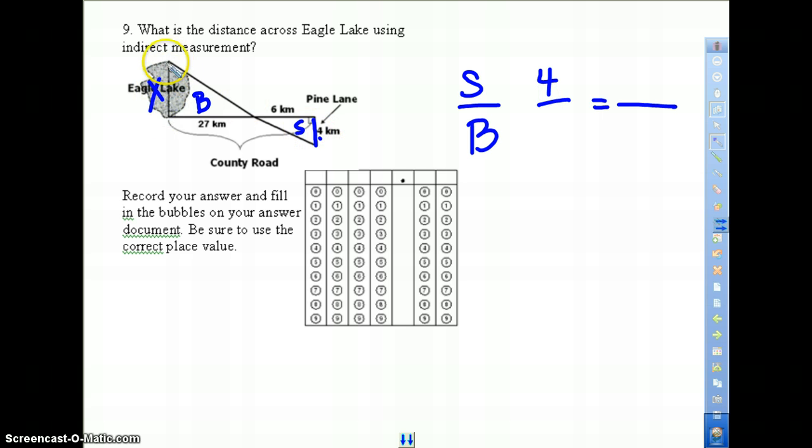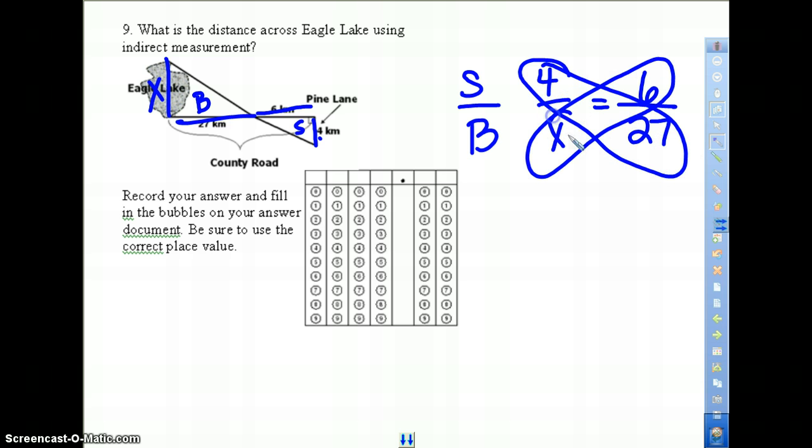That corresponds to x in the big. 6 in the small corresponds to 27 in the big. How do you solve a proportion? Yes, you cross multiply. Okay, don't forget to find the decimal point in your answer so you can fill in your griddable.